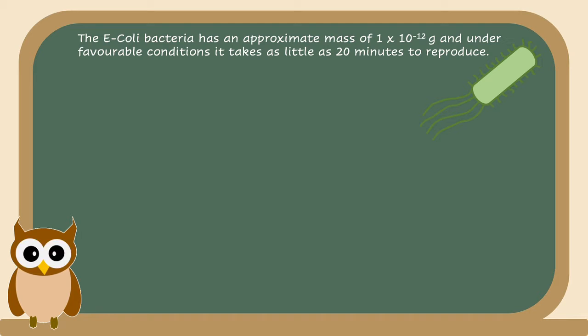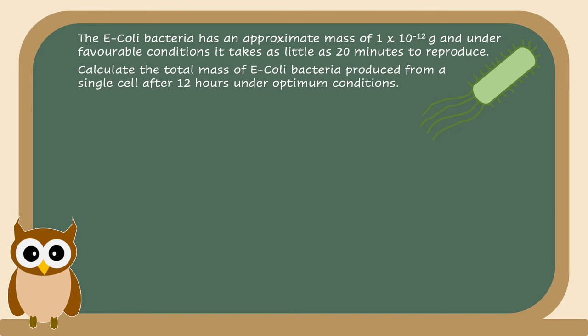The E. coli bacteria has an approximate mass of 1 times 10 to the power of minus 12 grams. And under favorable conditions, it takes as little as 20 minutes to reproduce. Calculate the total mass of E. coli bacteria produced from a single cell after 12 hours under optimum conditions. So this is a multiplication problem where we need to multiply the mass of an individual bacteria by the number of bacteria produced in a 12-hour period.